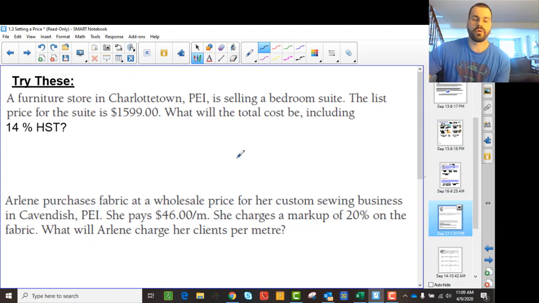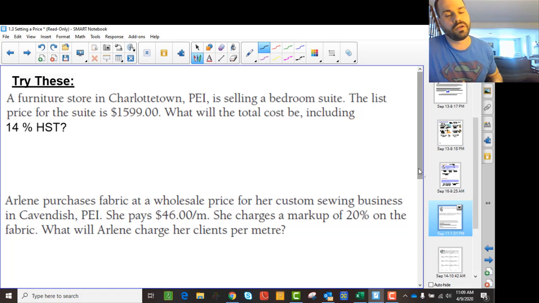So we're going to look at a couple more of these. And again, I would encourage you to pause the video, try the question, and then see if you got it right. But here's what it says. A furniture store in Charlottetown is selling a bedroom suite. The list price is $15.99. What would the total cost be if we include 14% HST?